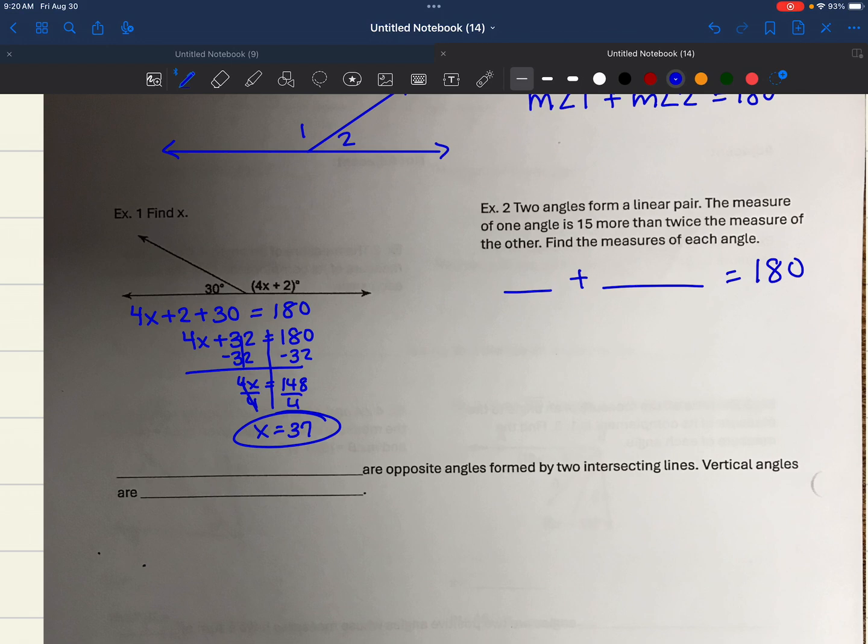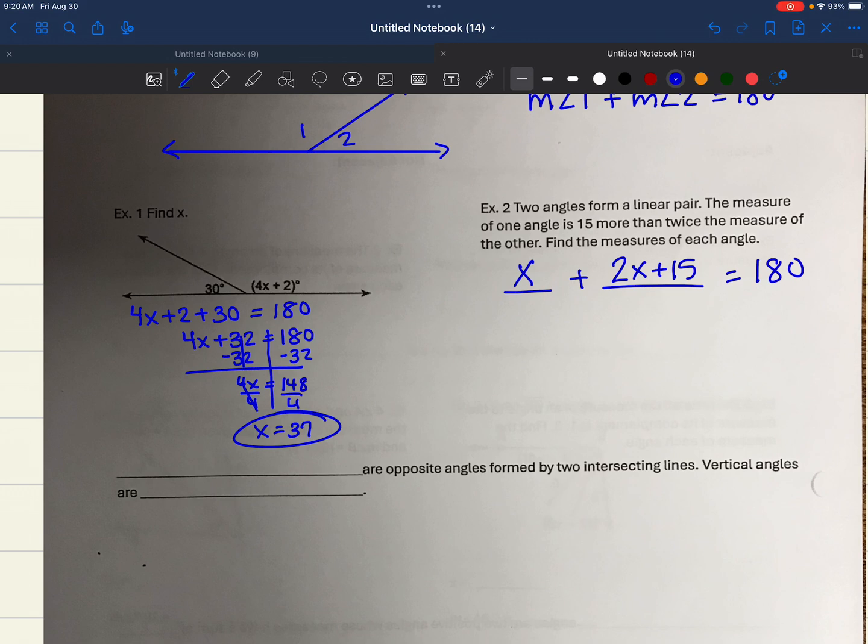All it tells you is the measure of one angle is 15 more than twice the other. So what's the other angle that we don't know? We call it X, right? So I would start with X, and then Symphony, how could I show 15 more than twice the first angle? 2x plus 15. Good job. Does that make sense?